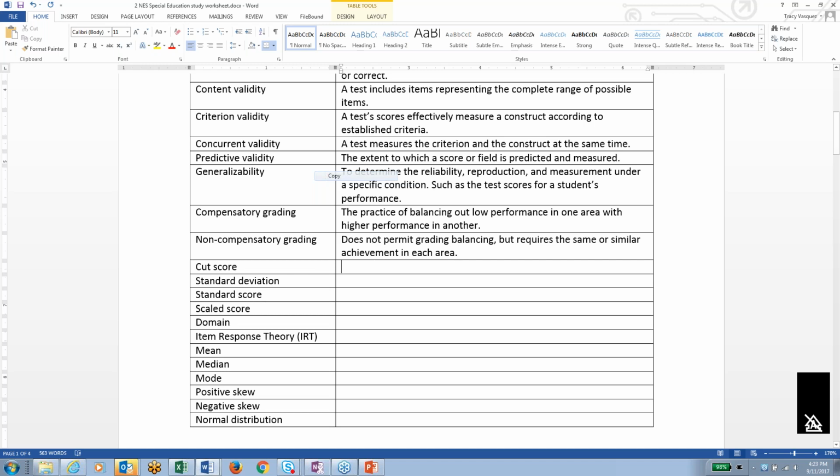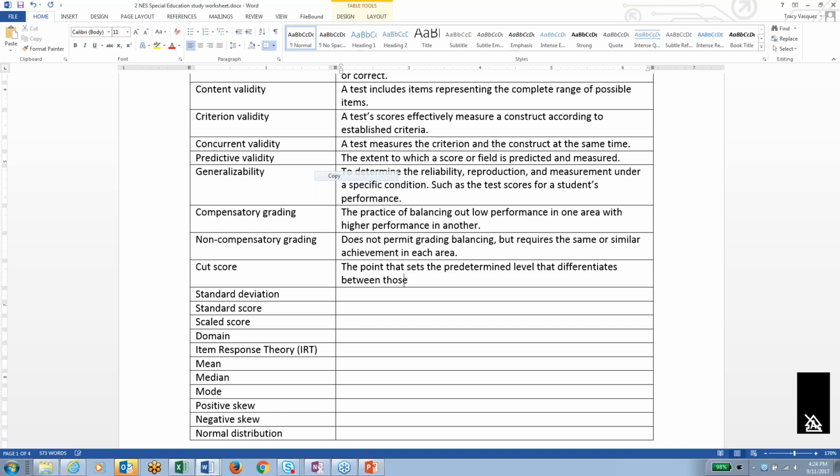Okay, let's move on to cut score. Leisha? A cut score is the point that sets the predetermined level. It differentiates between those who pass and those who fail. And you can use a variety of ways to cut the scores. Yes. Perfect. Thank you, Leisha. That is accurate. Okay, let's move on to standard deviation.